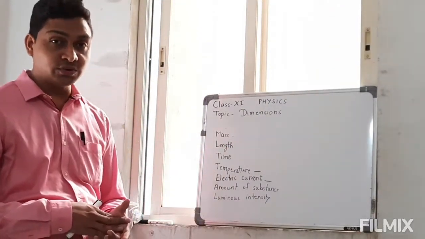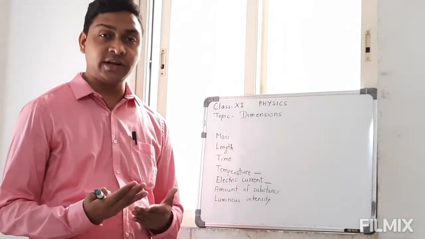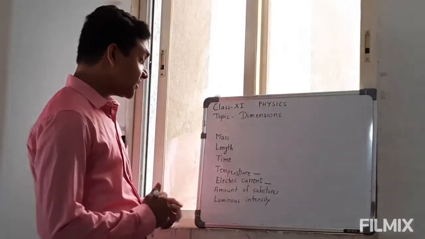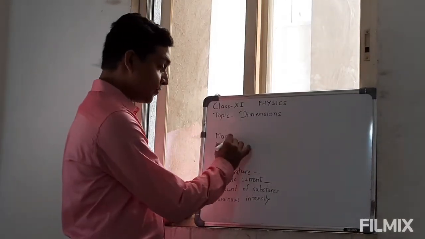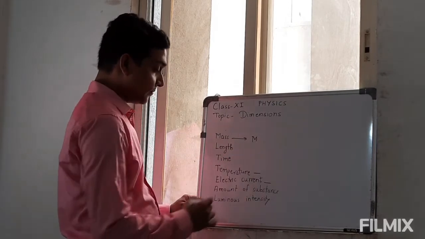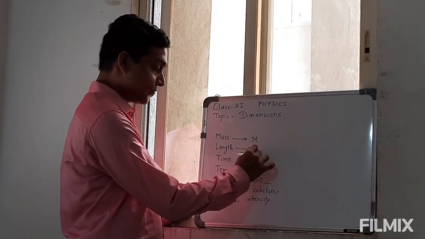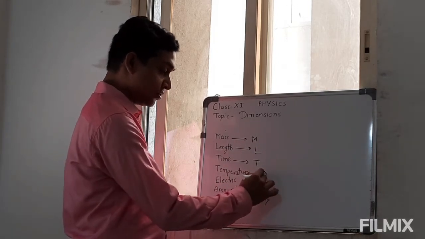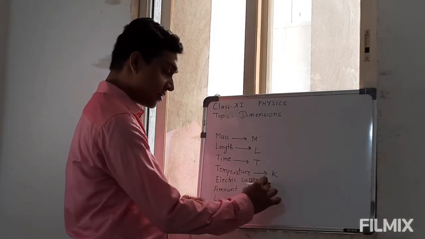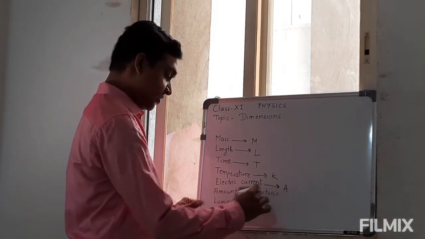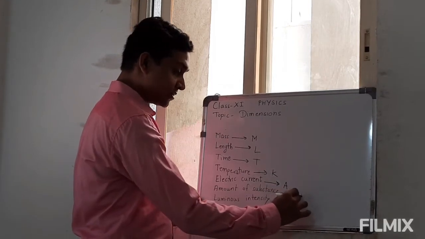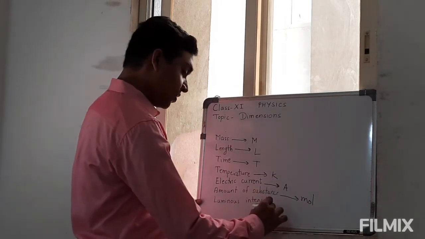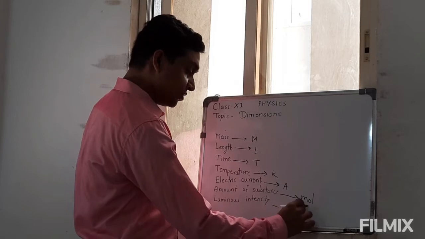Here we are going to use the rules of indices that you already know. Now, what symbols do we use? For mass, we use capital M. For length, we use L. For time, we use T. For temperature, we use capital K. For electric current, we use A. For amount of substance, we use mole. And for luminous intensity, we use CAD.